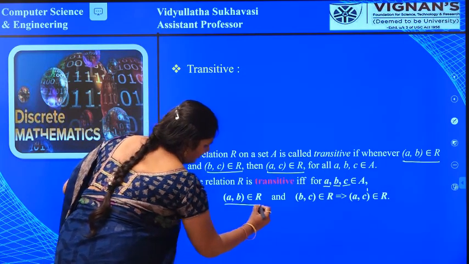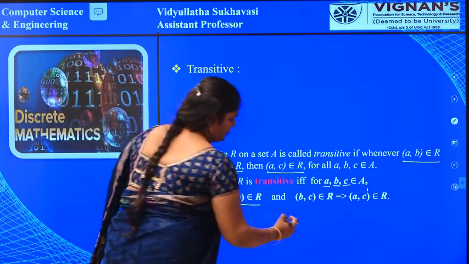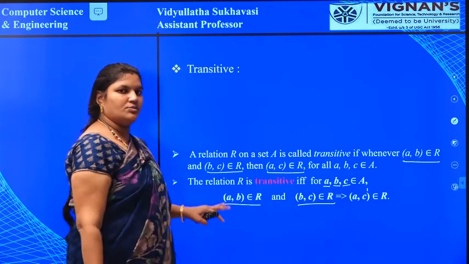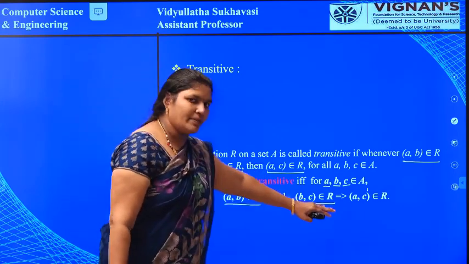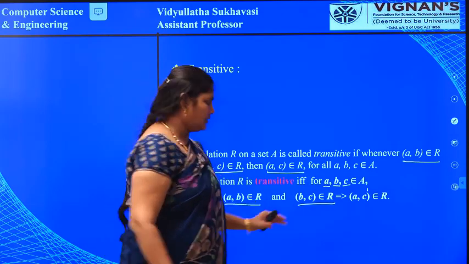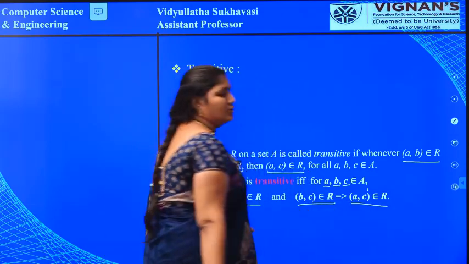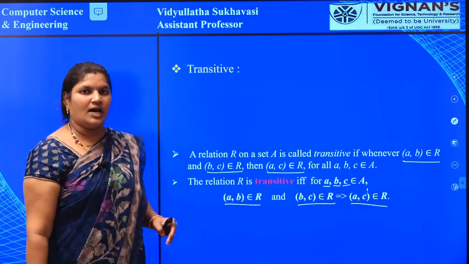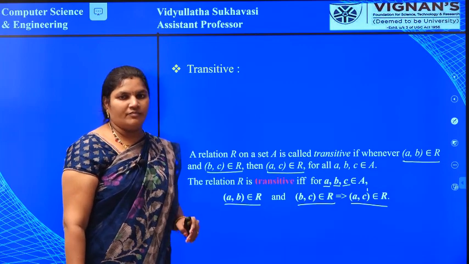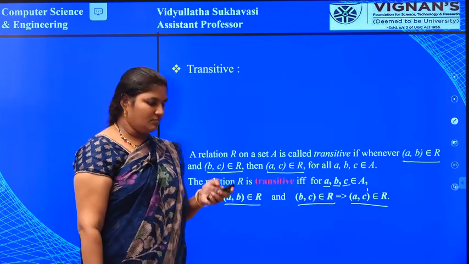That is, a comma b belongs to R should be satisfied, and b comma c belongs to R. That means these two ordered pairs should exist in the relation, and along with these two ordered pairs, a comma c should also be there in the relation R. Then only we can say that the given relation satisfies the transitive property.